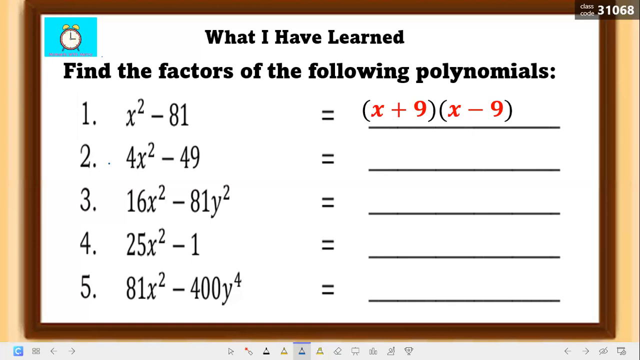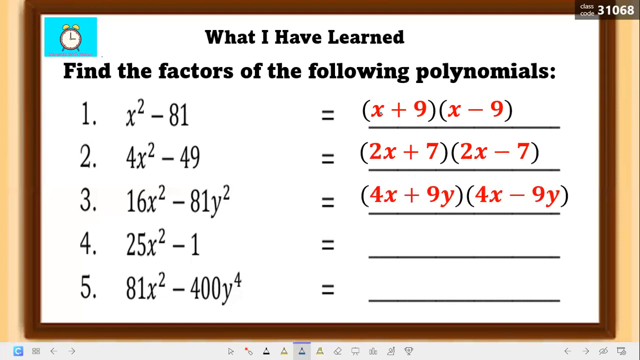What about number 2? Can you give me the factors? Yes, Madeline Tanare. 2x plus 7 times 2x minus 7 po. Okay, very good. Mahusay na kukuha nyo na yung pattern. Next, number 3, Rafael. 4x plus 9y and 4x minus 9y. Okay, very good. That is also correct. Basta tignan nyo lang, parehas yung number, nagkaiba lang ng operation or sign.